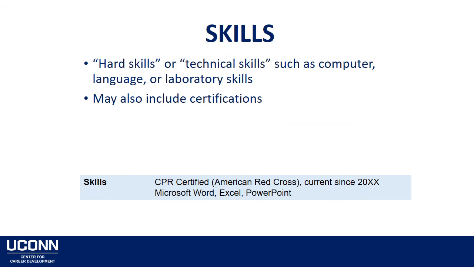The skills section lists hard skills or technical skills, which are defined as measurable. This could include computer, language, laboratory, as well as certifications. These types of skills can be demonstrated to an employer through a certification or test of ability. For instance, if an employer asks you to create a PowerPoint for a presentation, they will immediately know if you have the necessary skills based on your ability to complete the task.